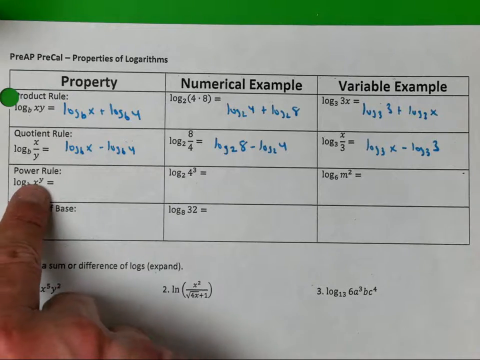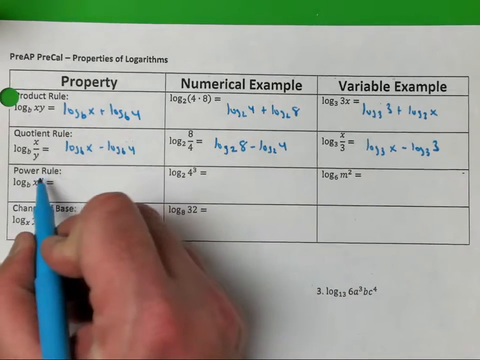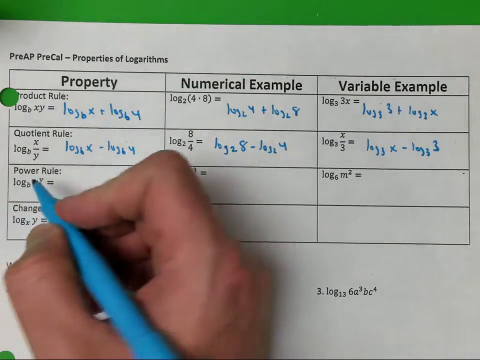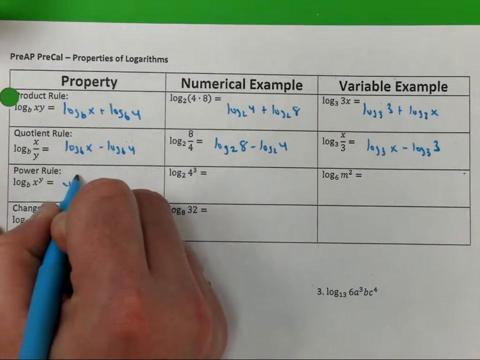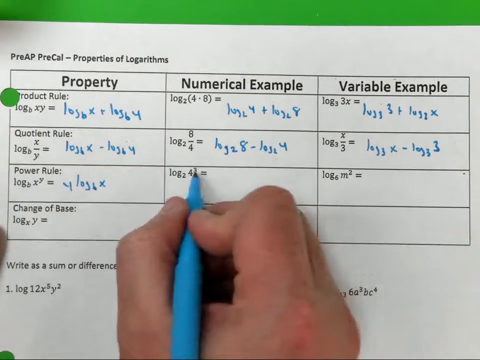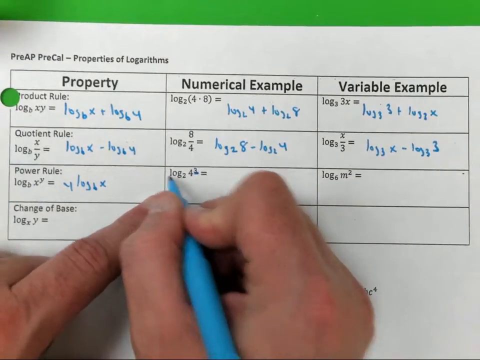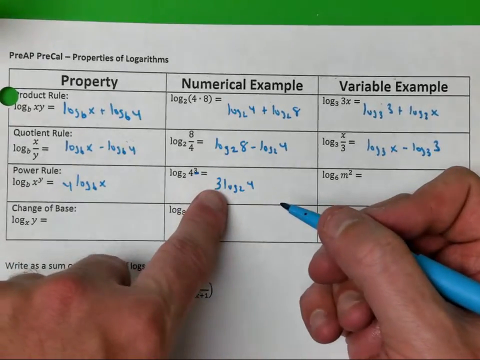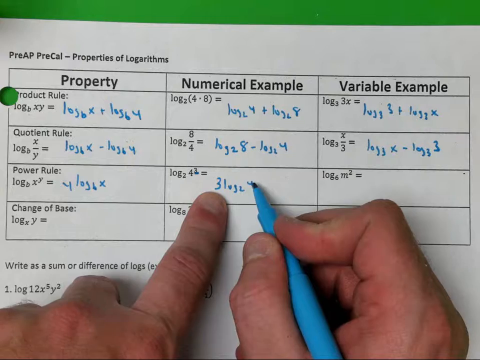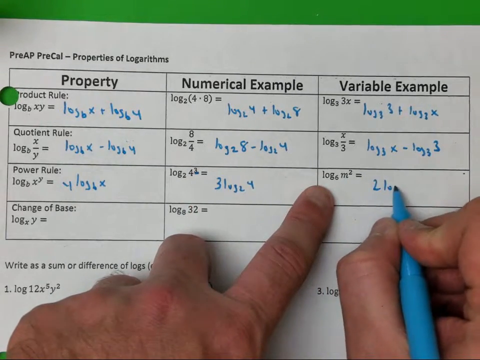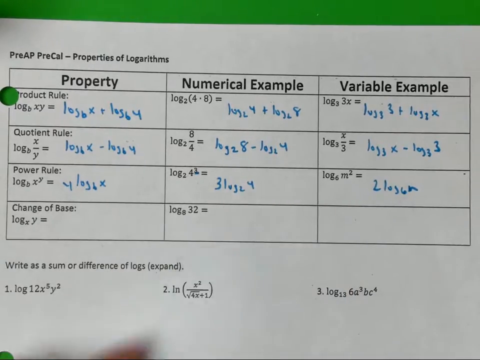Now the power rule, if you remember from last year, says if something's raised to a power, you can bring this power down from the log. So it's y times log base b of x. So for example, you see this 3 here, you bring it down in front of the log. If you ever see a number sitting right here, it's really the exponent of this term sitting here. Here I bring that 2 down to log base 6 of m.